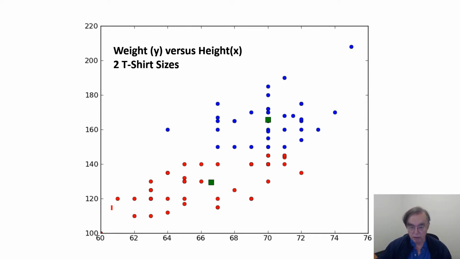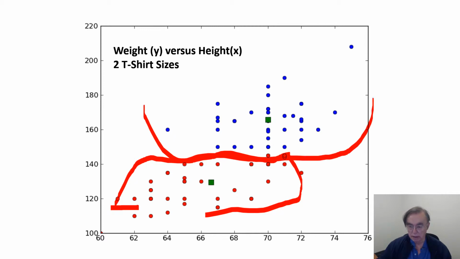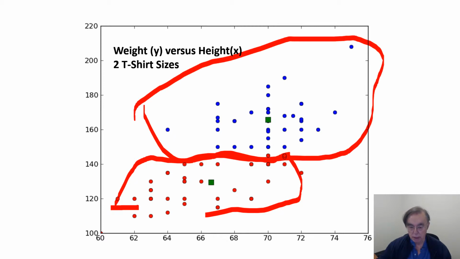Here we have 2 clusters, 2 T-shirt sizes. Here's the first cluster, and here's the second cluster. And these are the centers which we should be aiming at. Here is height in inches. Here is weight in milligrams, or what have you, maybe not milligrams.